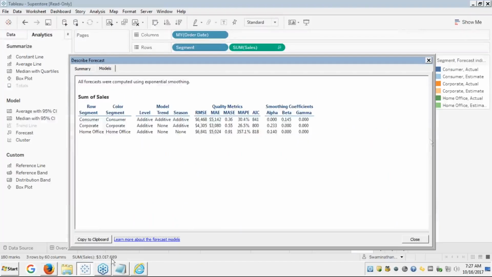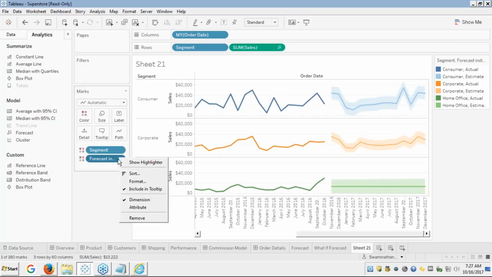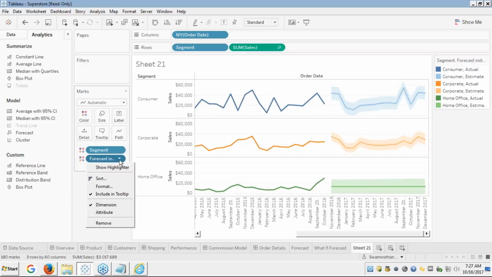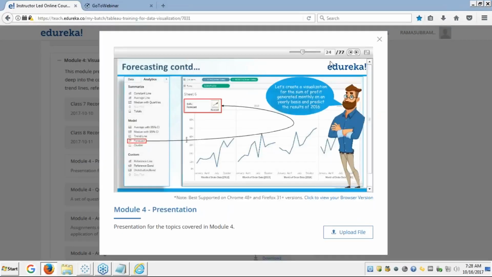Okay, so this is what we have in the forecast option. Now there is something called a forecast symbol. I'm right clicking here, and you can see that symbol appearing in the forecast. You can right click here and, okay, that option is not available. I'll show it to you in a while.